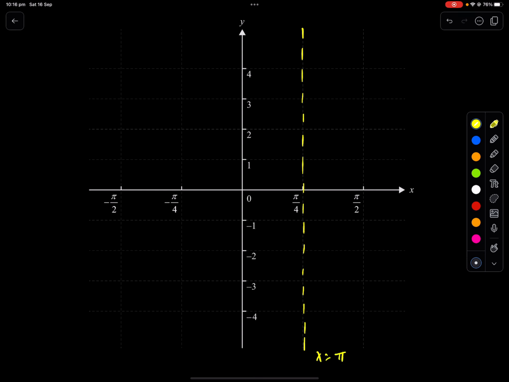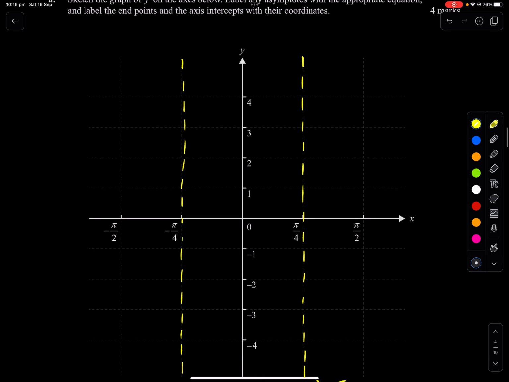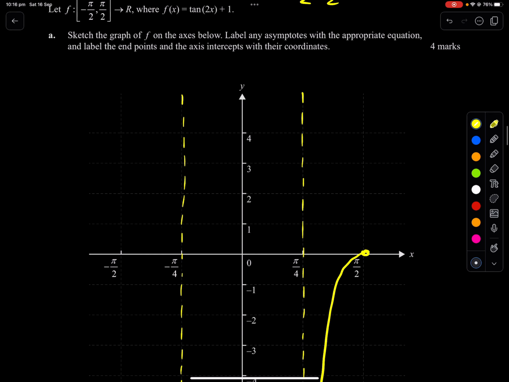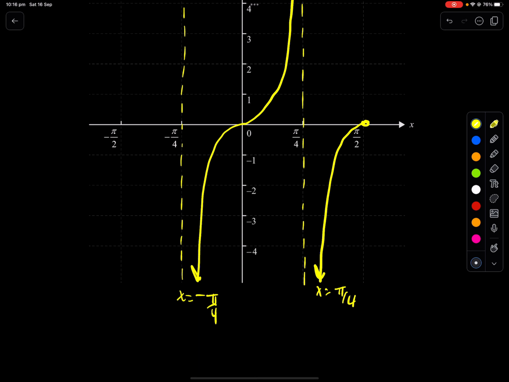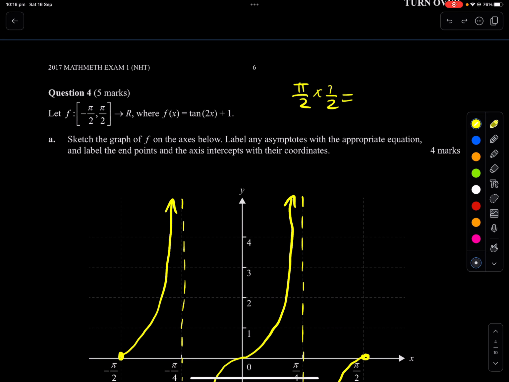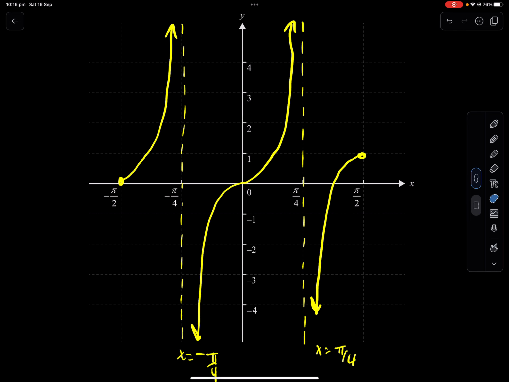So we can say here x equals pi on 4, and also, by symmetry, x equals negative pi on 4. Now, we should know that the graph is going to start here, and it's going to look like this, look like this, look like this. And yeah, make sure you include them because they are included. Okay, and then what we're going to do is translate everything 1 unit up.